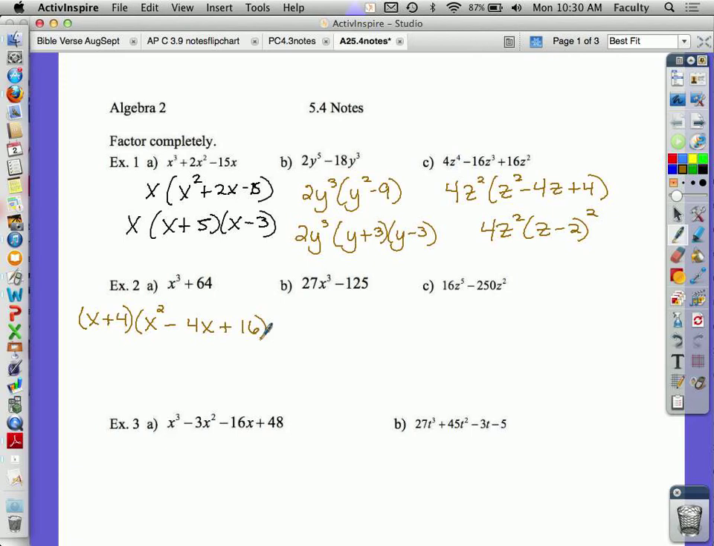Now this one's a difference. Okay, I'm getting 3x minus 5 times 9x squared plus 15x plus 25. You guys get that?